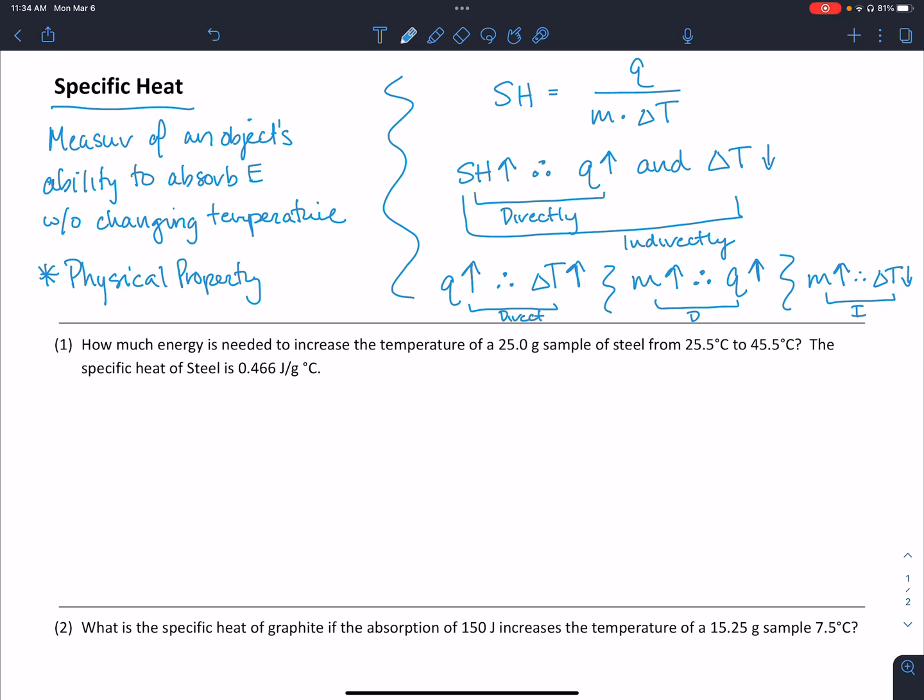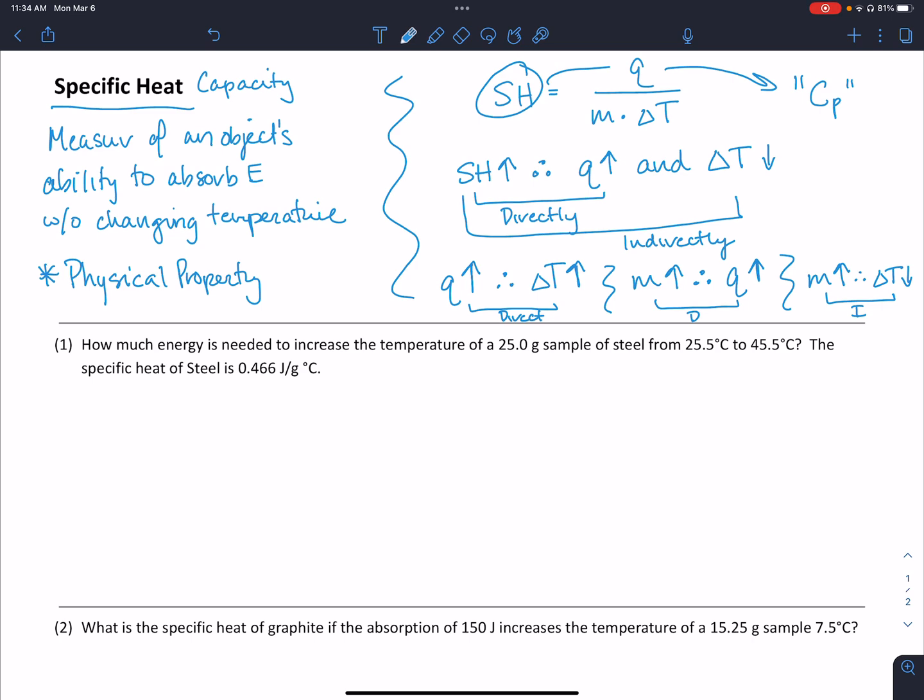We're going to work a couple problems together that use this formula for specific heat. I should make a side note here. In your textbook, sometimes the specific heat variable is listed as CP, because specific heat sometimes has the word capacity after it, specific heat capacity. It means the same thing, and it's just personal preference. I learned it with SH for specific heat, so that's how I teach it.